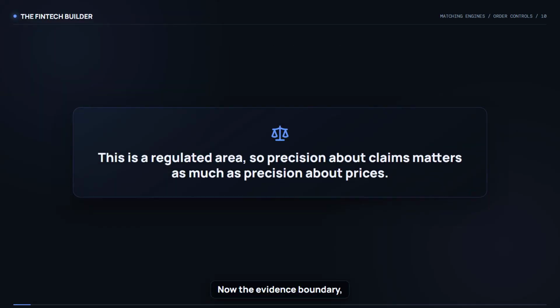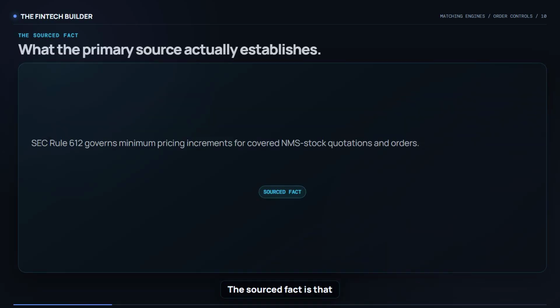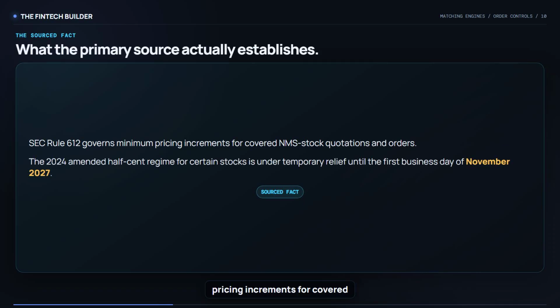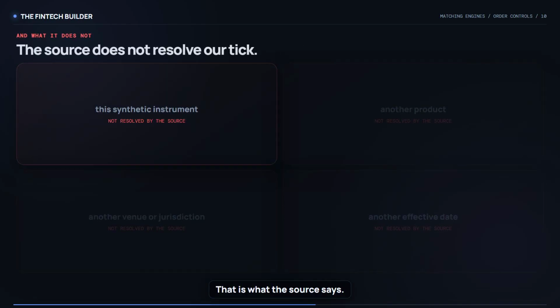Now the evidence boundary, because this is a regulated area and precision about claims matters as much as precision about prices. The source fact is that Securities and Exchange Commission Rule 612 governs minimum pricing increments for covered national market system stock quotations and orders, and that the 2024 amended half-cent regime for certain stocks is under temporary relief until the first business day of November 2027. That is what the source says.